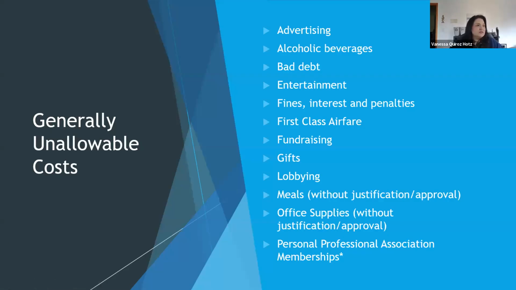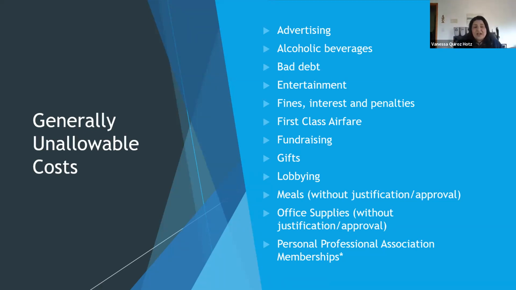Next slide. So this one, I feel like I'm saying it depends every time we have a slide. These ones are just generally what are considered unallowable. Alcohol is definitely across the board, I think definitely an unallowable. Entertainment, a lot of times you'll see organizations maybe want to buy baseball tickets. Well, that's not something you can charge to the grant 99% of the time.